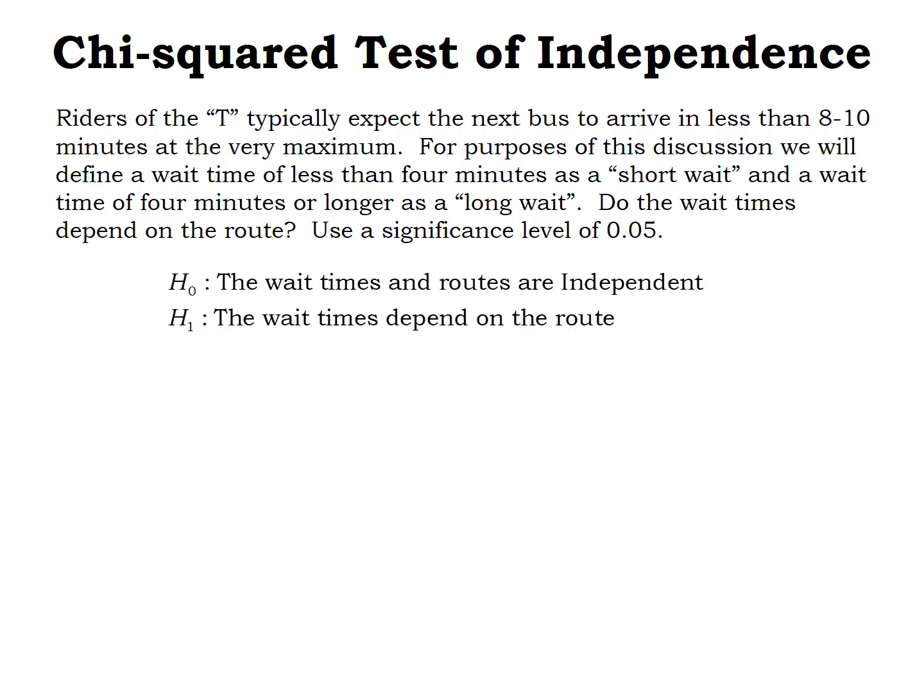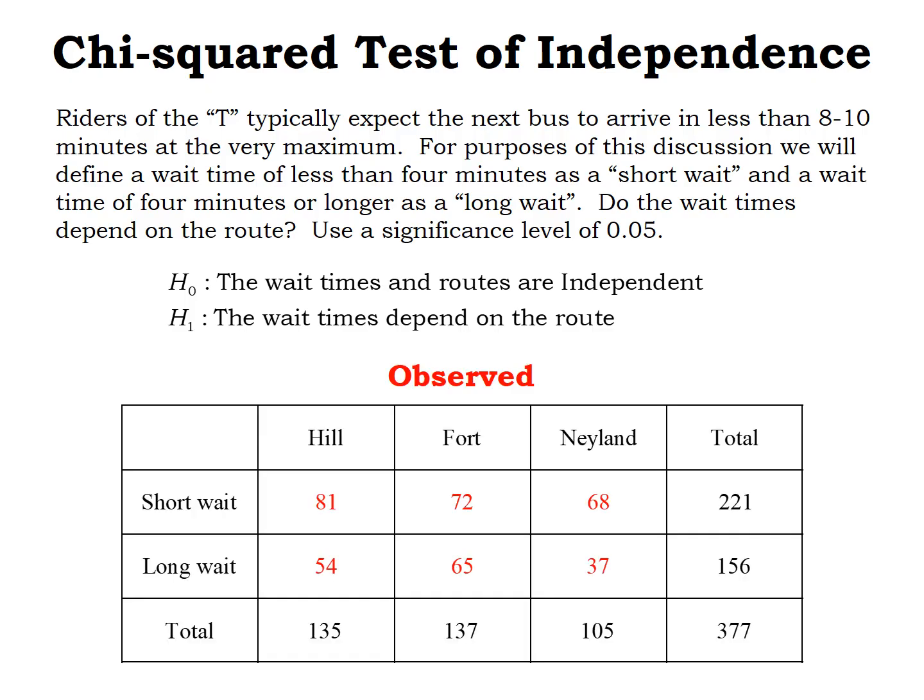Our null hypothesis is that the variables are independent, so the wait times and the routes are independent. Our alternative is that they are dependent, so the wait times do depend on the route. Here's the data that I've collected. And so we're going to use this. This is our observed values.